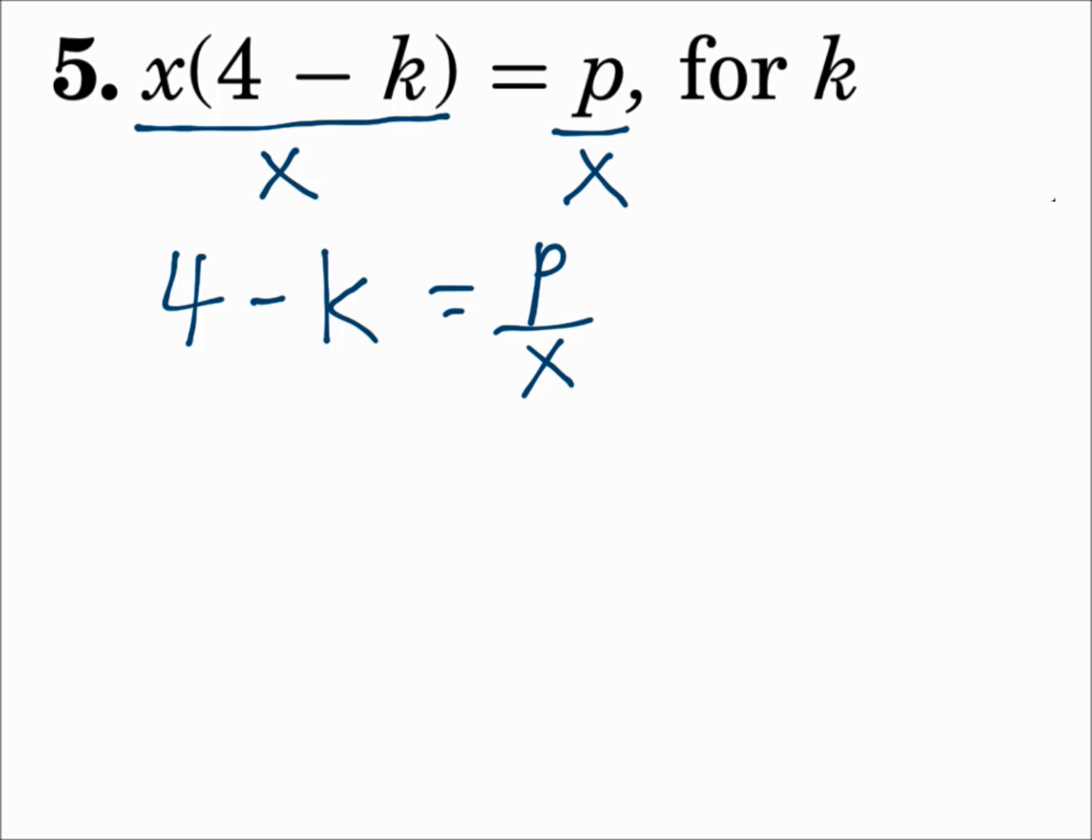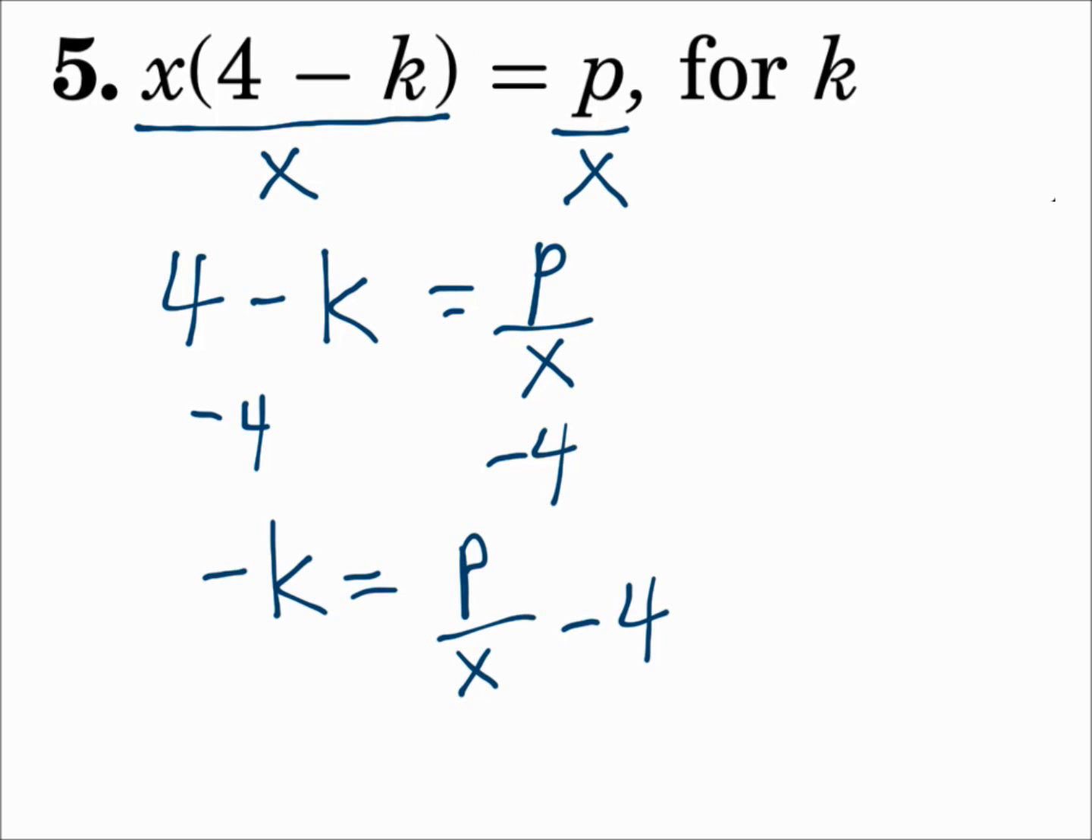Now there's a 4 over there. It's a positive 4, so subtract it from both sides. Negative k equals p over x minus 4.